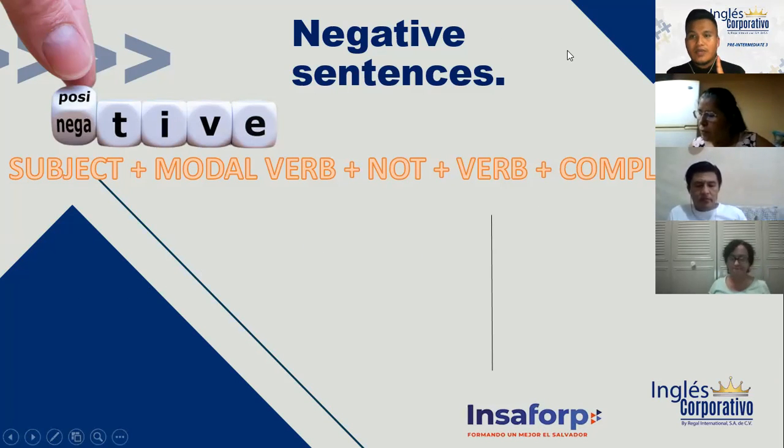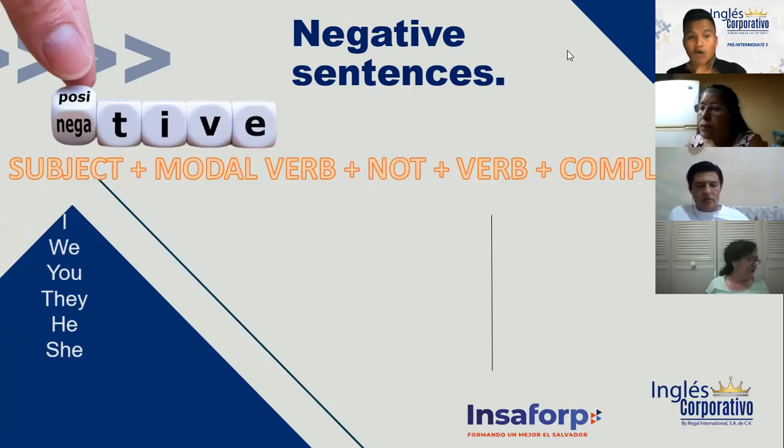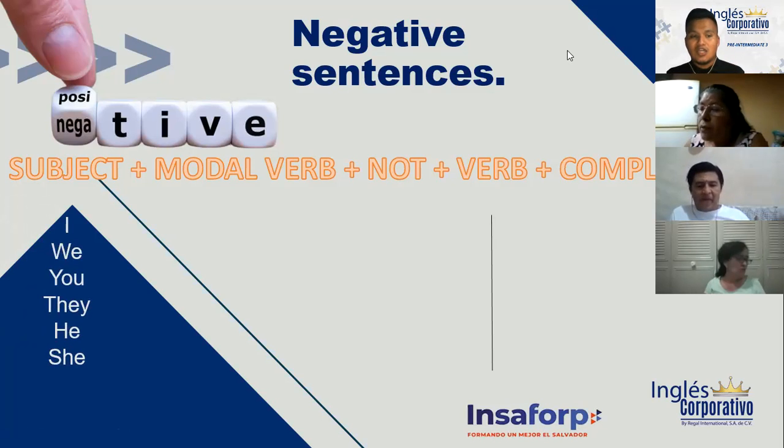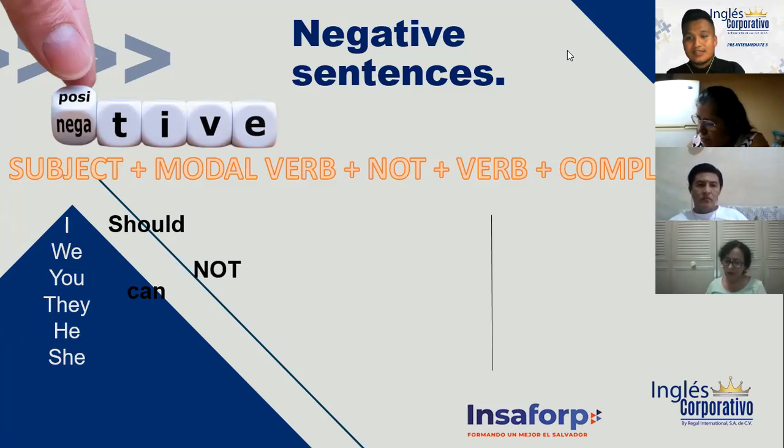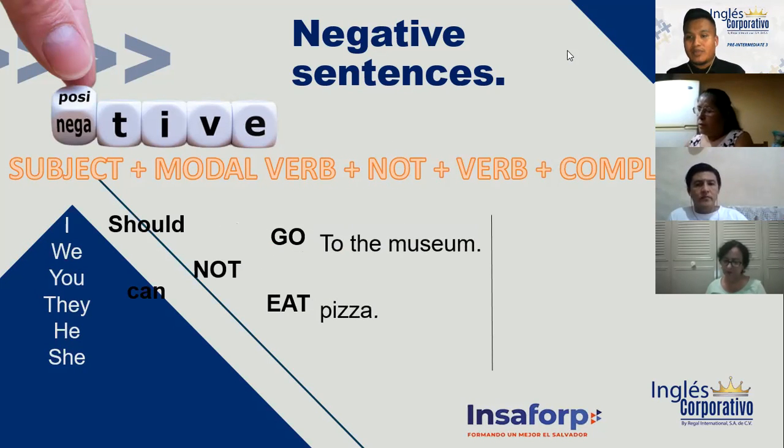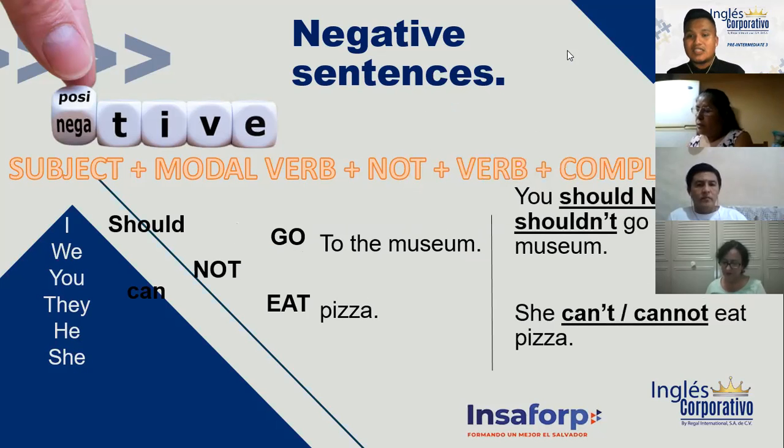First of all, we need to have a subject, that can be all the personal pronouns we know. I, we, they, he, she. Then we have to add the modal verb. In this case, I am using should and can. After that, you need to add the word not, to make it negative. After that, the main verb, and last one, the complement. So when we use the structure, it will give us an example like this. You should not go to the museum, or the abbreviation, you shouldn't go to the museum. The second one, she can't eat pizza, or she cannot eat pizza, okay?